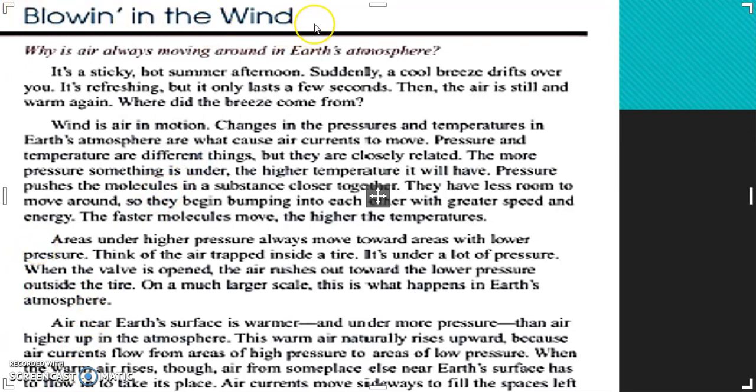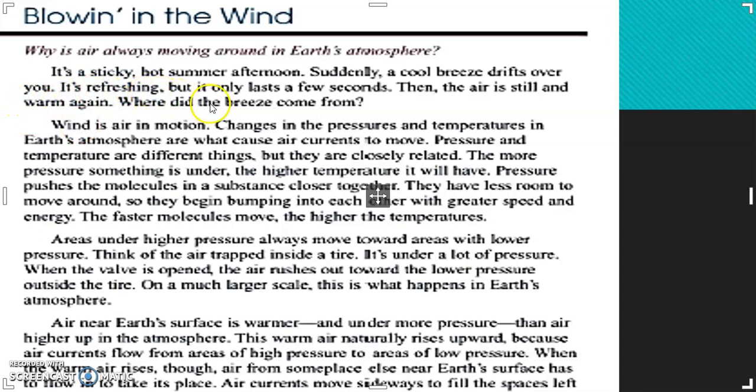Blowing in the wind, this is the topic, right? Why is air always moving around in Earth's atmosphere? This is the question. So the reading starts with something important. It's a sticky hot summer afternoon. Suddenly, you have to read this paragraph. A cool breeze drifts over you.